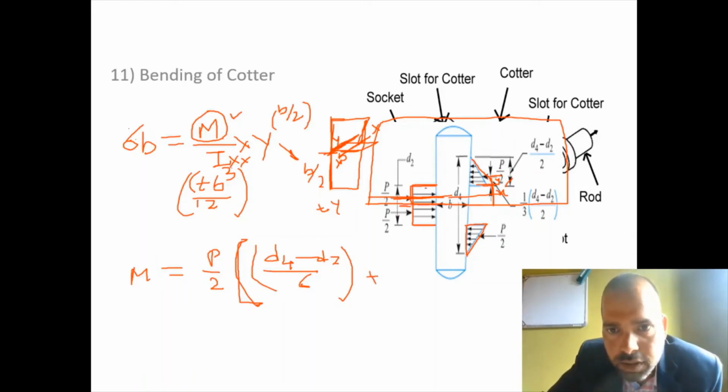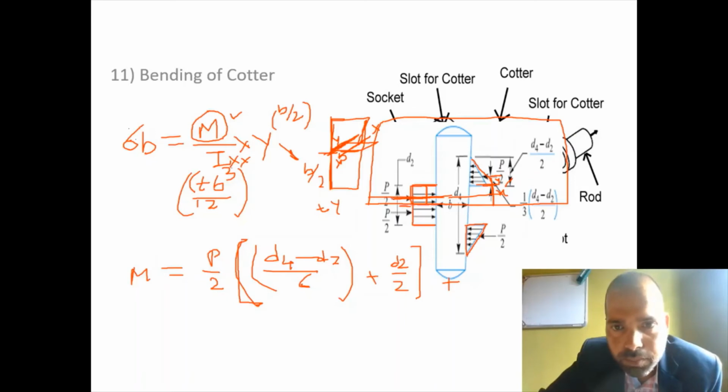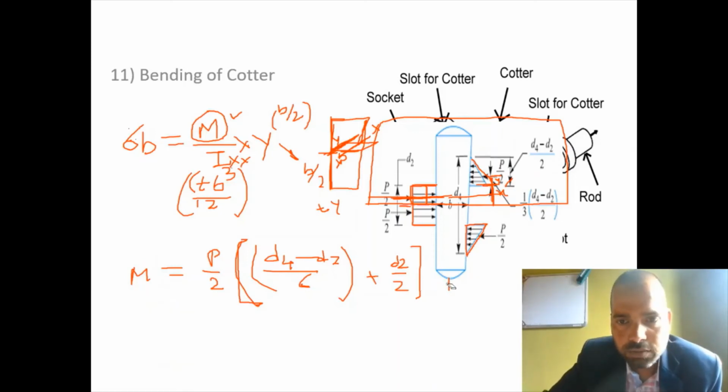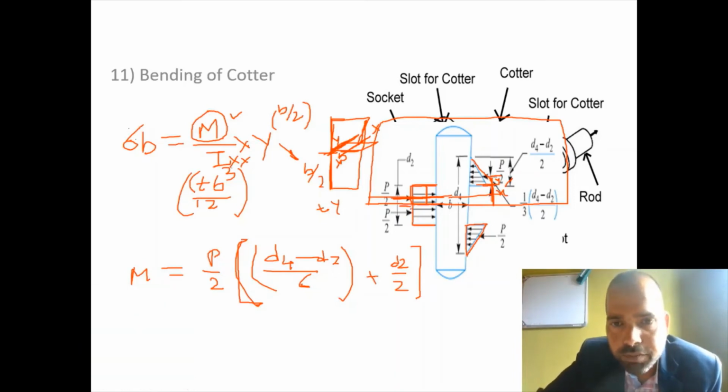This distance will be half of the distance of rectangular distribution of force, that is d2. So this is equal to d2 by 2. Then plus, from this P by 2 multiplied by perpendicular distance, I have to subtract the distance for rectangular distribution of the forces. So from this moment we have to reduce the moment applied by this rectangular distribution.